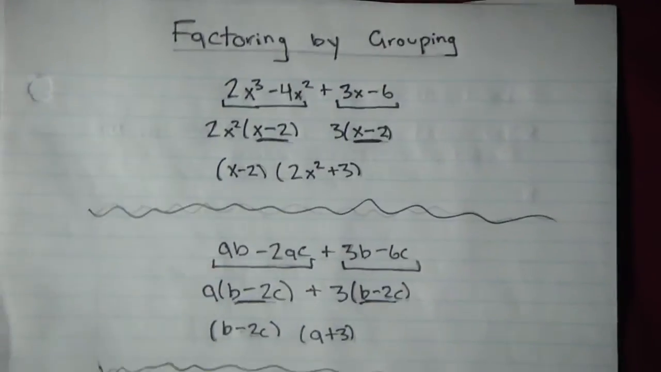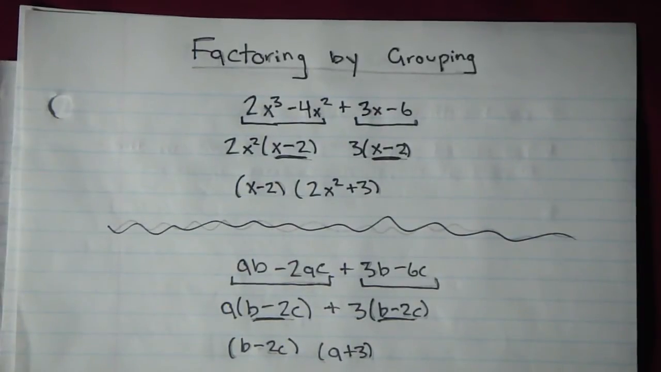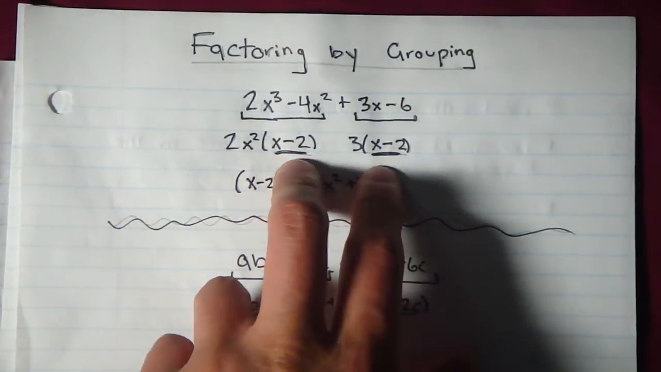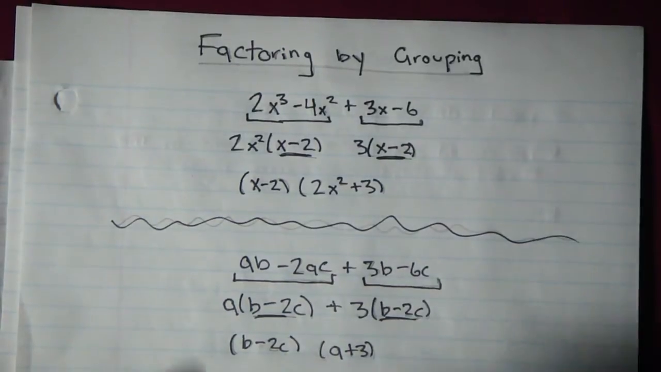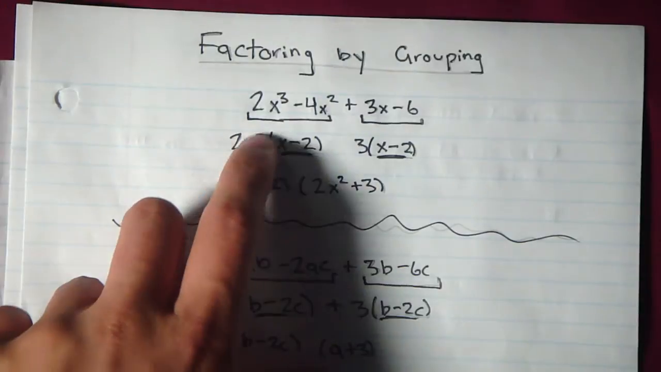Factoring by grouping. Now, factoring by grouping is very similar to binomial common factoring, because as you can see here, we have the same scenario. Two things are the same. But factoring by grouping is also similar to common factoring. As you can see here, we have two terms and we common factored it out.